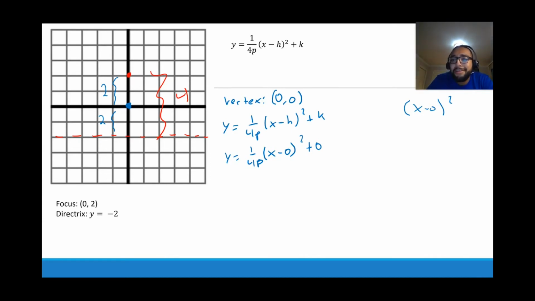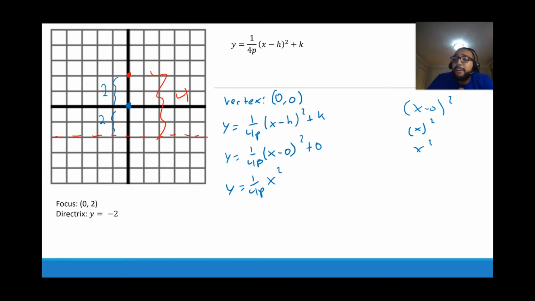You're subtracting nothing from x, so that means it's just x. And x squared, well, that's just x squared. That's a bad 2, I know it is. So that means here, when we write our equation y equals 1 over 4p, this inside part now becomes solely x squared. And it says plus 0, but we don't need to carry on to plus 0 because you're adding nothing. So now we have y equals 1 over 4p x squared, and we're not done.